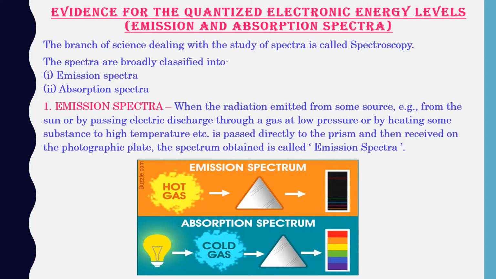When the radiation emitted from a source, for example from the sun, or by passing electric discharge through a gas at low pressure, or by heating a substance to high temperature, etc., is passed directly through the prism and then received on the photographic plate, the spectrum obtained is called emission spectrum. Depending upon the source of radiation, the emission spectra are mainly of two types.